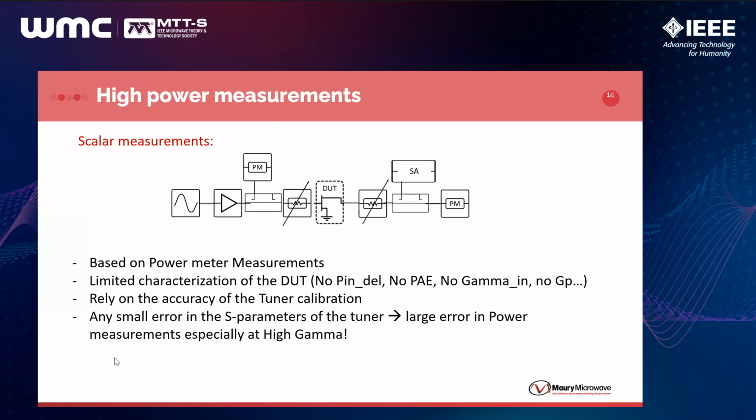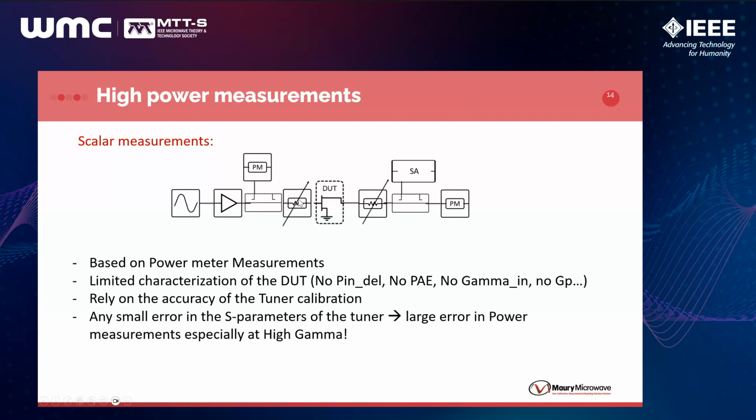Now, for power measurements, for a long time they were using what we call a scalar setup, using power meters, spectrum analyzer, and so on. Well, at that time, that's what we had, so we could characterize the device. But the problem with the technique is it has limited characterization of the DUT. For example, we cannot measure the P in delivered. We cannot measure PAE, the gamma in of the DUT, or the power gain. And one thing that is important, it relies on the accuracy of the tuner calibration.